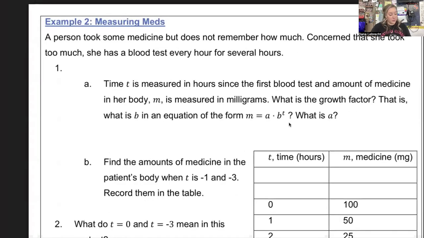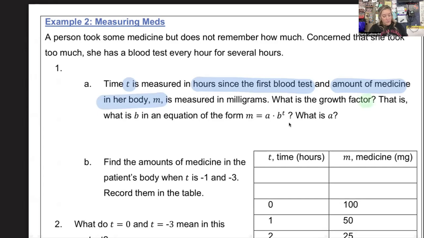we have a person took some medicine but does not remember how much. Concerned that she took too much, she has a blood test every hour for several hours. So some important things we have here, time t is measured in hours since the first blood test, and amount of medicine in her body, that is m, is measured in milligrams. Okay, so we need to find a couple of things.